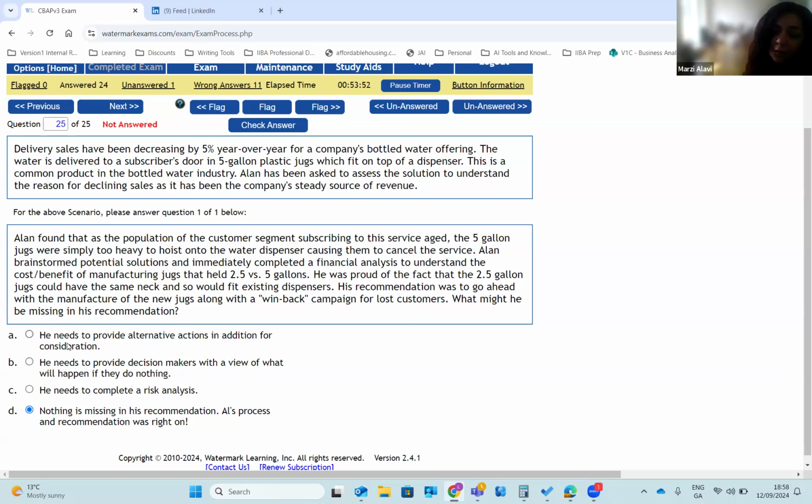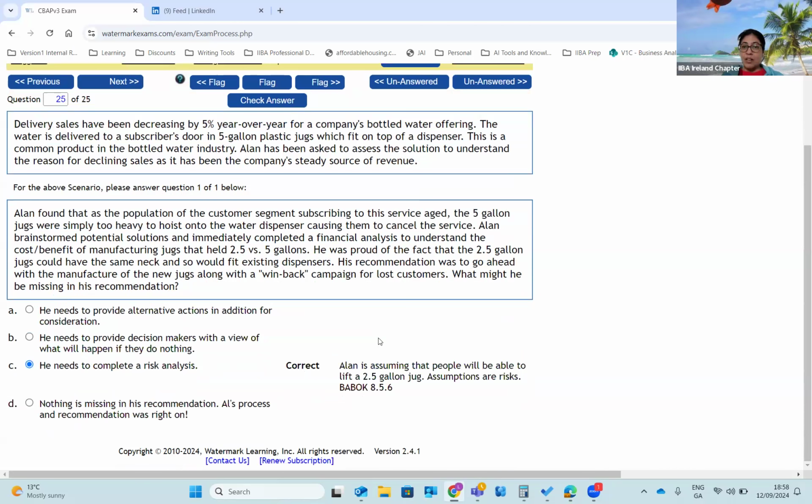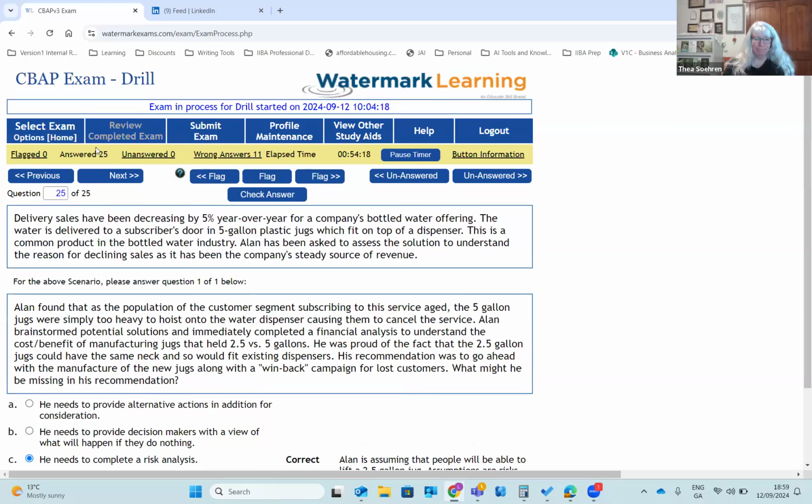I go with C, not B and not D. I think C. Yeah, I've got C in the chat as well. Okay, I'll check the C then. And it is the right answer. Correct, very good. Alan is assuming that people will be able to lift a 2.5-gallon jug. Assumptions are risk. It's true. Okay, it was the final question.